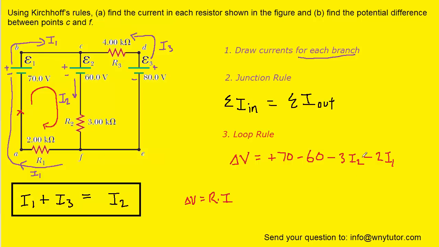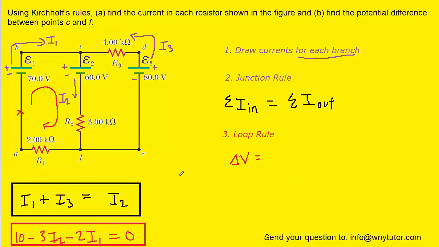Now, anytime you return to where you start in the loop rule, you can set the total potential change equal to 0. And then we can also clean this equation up a little bit by subtracting the 70 and the 60 to make 10. And so this becomes the second of 3 equations that we're going to need, so we'll set this one aside as well. Now, we will need a third equation, and the reason we need a third equation is because we have 3 variables. You'll see in these equations we have I1, I3, and I2. So when you have 3 variables, you'll need 3 equations in order to solve.